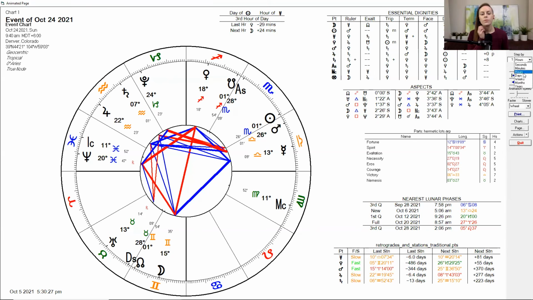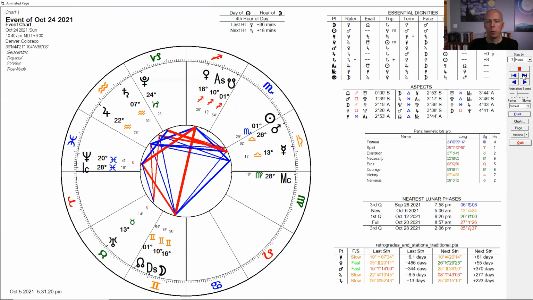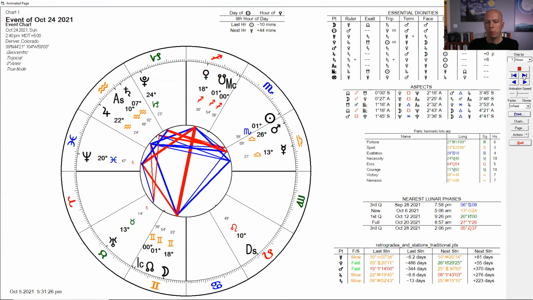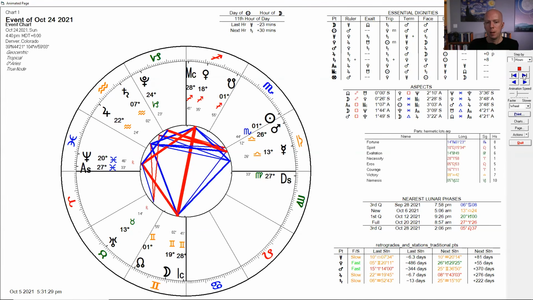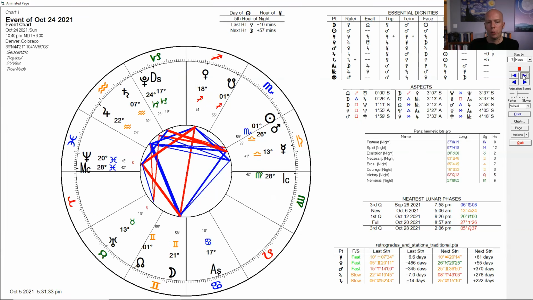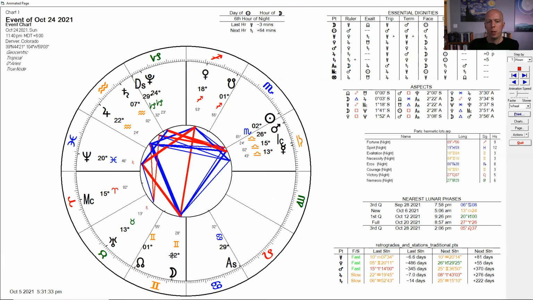So if we animate the chart and move it forward, the moon starts out the day at like 15, 16 Gemini, but over the course of the day, the moon will go through 17, 18, 19, 20, 21, and eventually it'll hit 22 degrees of Gemini, and at that point it forms the exact trine with Jupiter.